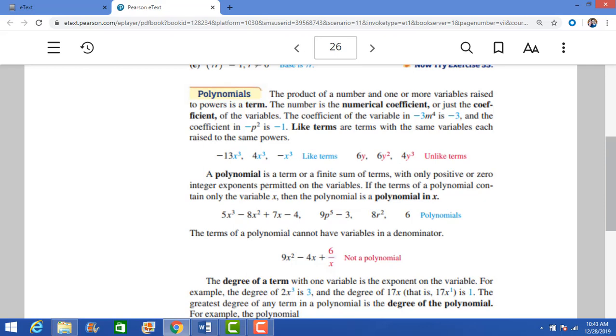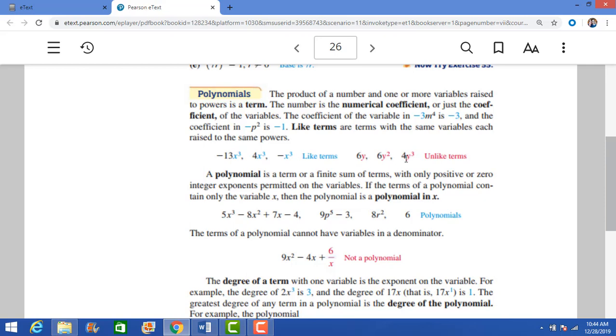Okay, the coefficient of the variable in this expression here is negative 3. And the coefficient in this expression is negative 1. Now, like terms are terms that have the same variables, each raised to the same powers. Okay, so these are all like terms. So they're the same except for the coefficient. Okay, that's the only thing that's different. These are not like terms because they have different variables raised to different exponents.